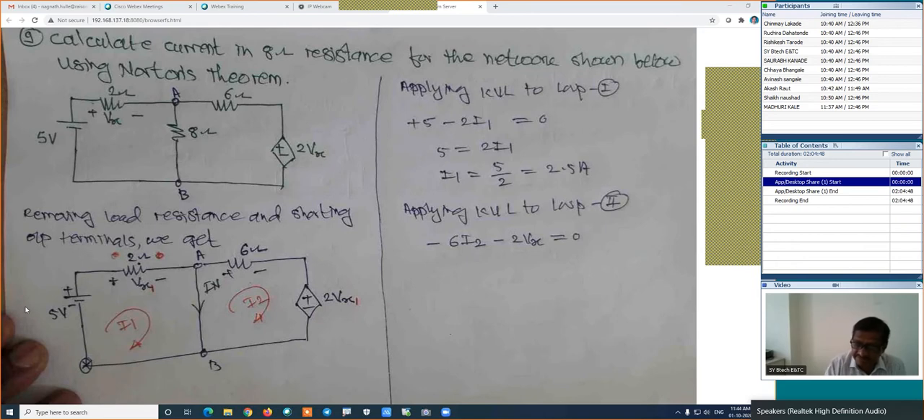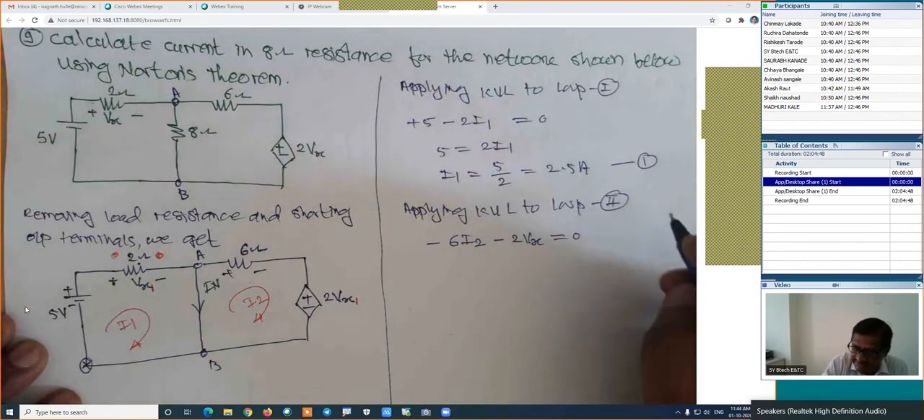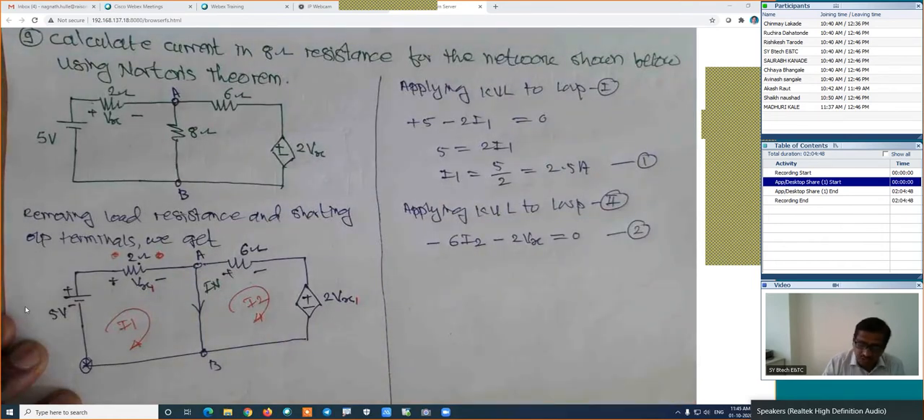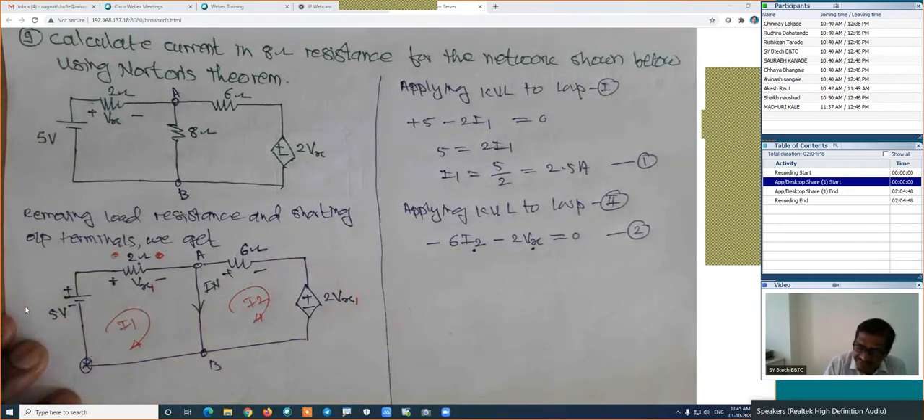Is it right? This is equation number 1. I will check, and I will take this as equation number 2. But to calculate its current I2, we should know Vx. We must first find out Vx.